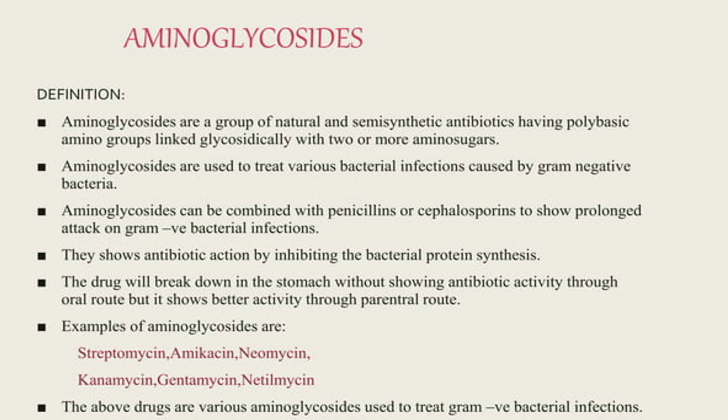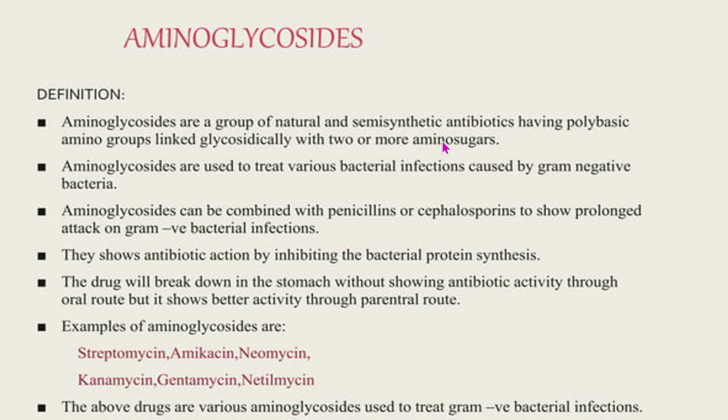Now what is the definition of this particular class, that is aminoglycosides? Aminoglycosides are a group of natural and semi-synthetic antibiotics. This class contains naturally derived antibiotics, and some of the antibiotics are semi-synthetic in nature. They have polybasic amino groups which are linked glycosidically. So they contain glycosidic bonds, with attachment of the amino group to the glycosidic bond with 2 or more amino sugars.